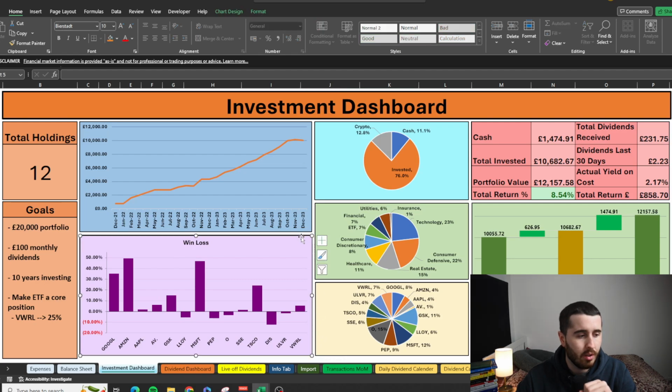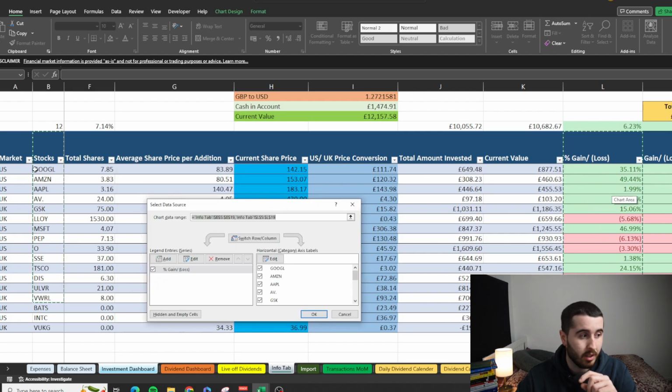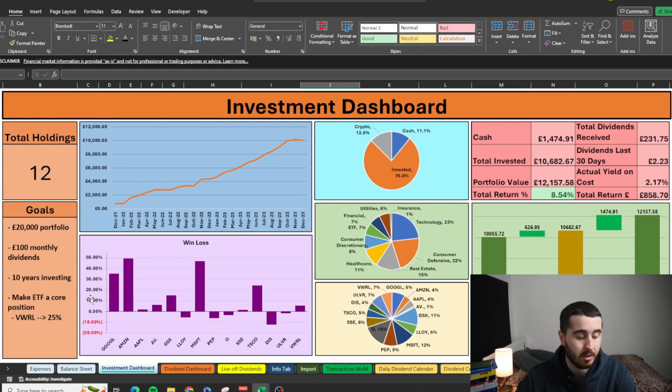This graph here shows the positions in terms of whether they're up or down. So it's looking at the percentage gain or the percentage loss. Again, this one looks at the info tab. So you can see here the percentage gain, and it's looking at the stock ticker here. And if we go back, we can see the stock tickers along the bottom and then the percentages along the left.